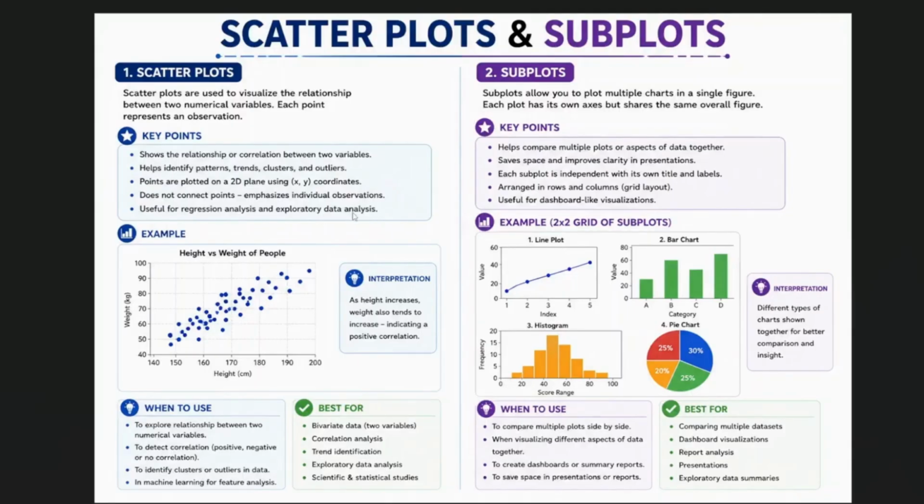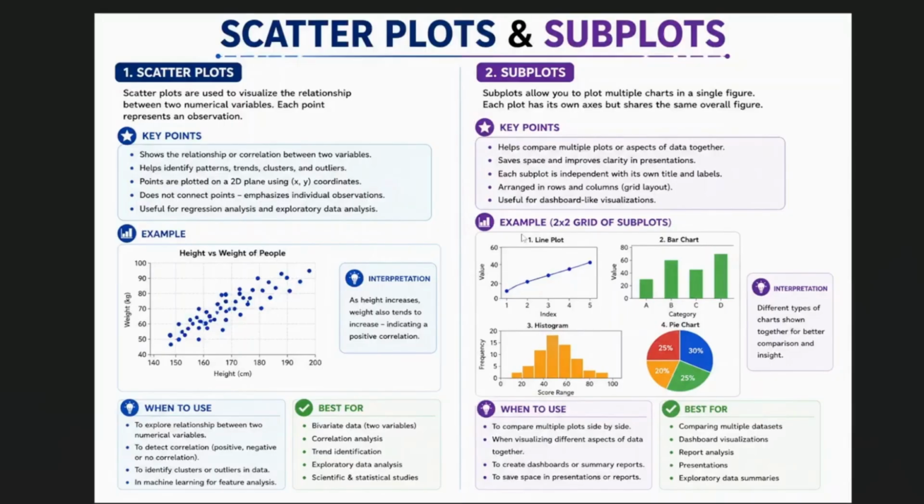So when will we use scatter plots? To explore the relationship between two numerical values, to detect correlation, positive, negative, or no correlation, to identify clusters or outliers in data, and in machine learning for feature analysis. It is best for bivariate data, two variables, correlation analysis, trend identification, exploratory data analysis, EDA, and scientific and statistical studies. So this is about scatter plots.